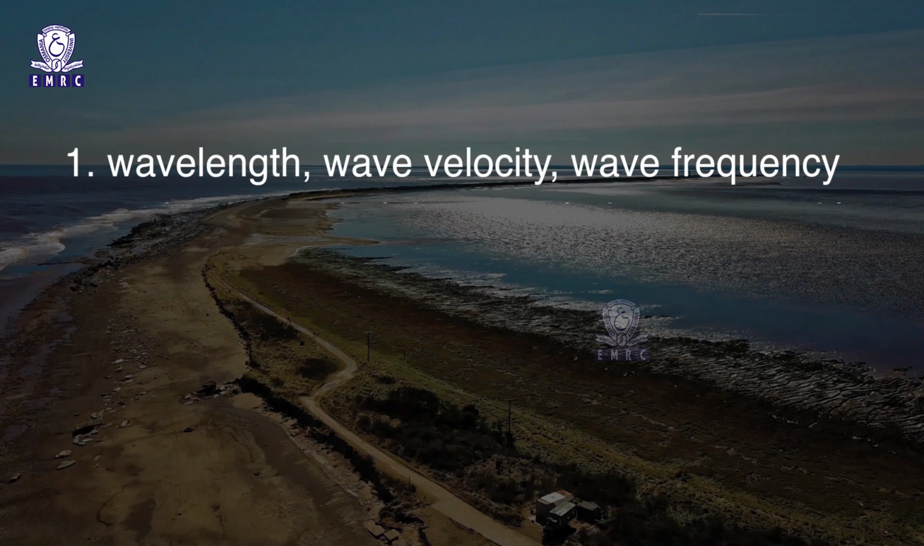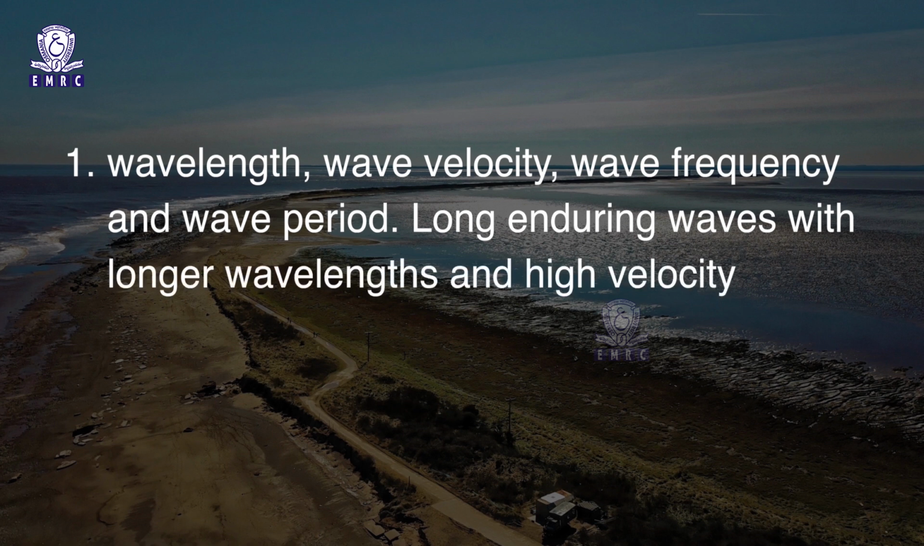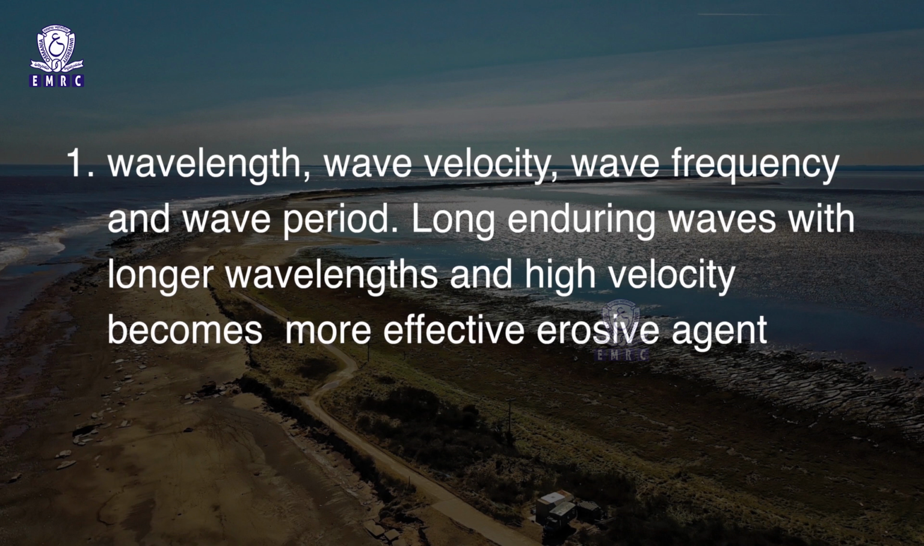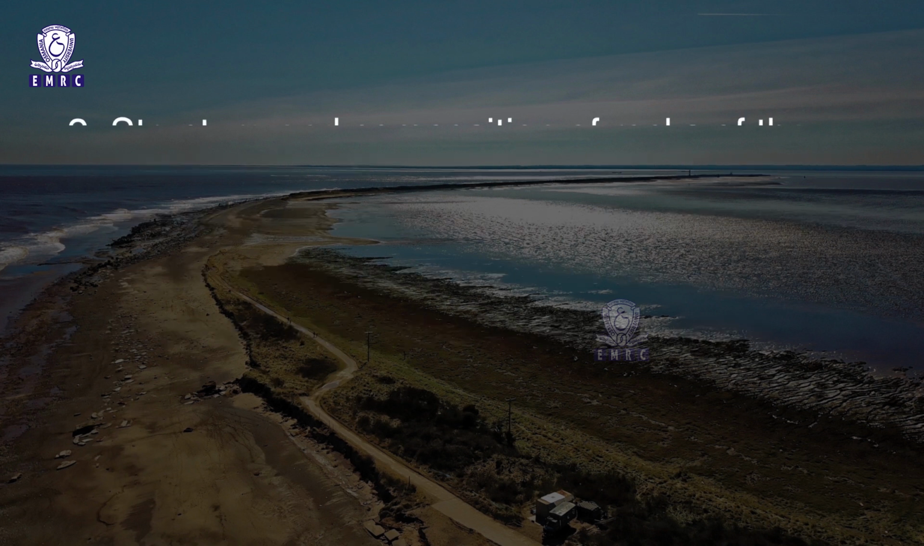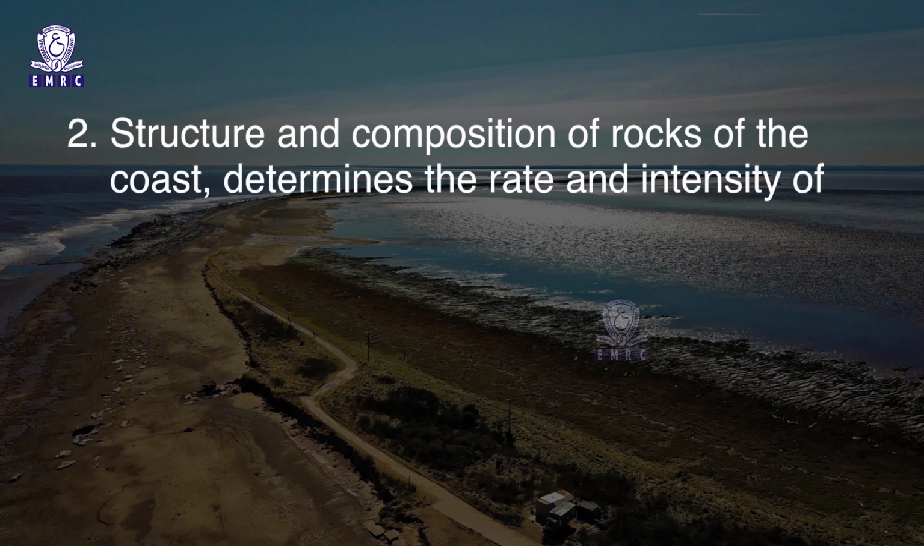Shoreline erosional landforms. Factors influencing coastal erosion. The nature and intensity of coastal erosion are affected and determined by, one, wavelength, wave velocity, wave frequency and wave period. Long enduring waves with longer wavelengths and high velocity become more effective erosive agents. Secondly, structure and composition of the rocks of the coast determine the rate and intensity of erosion.